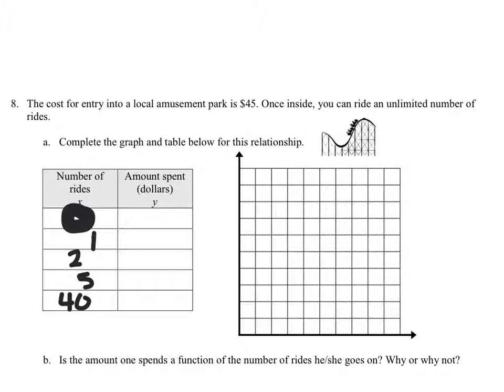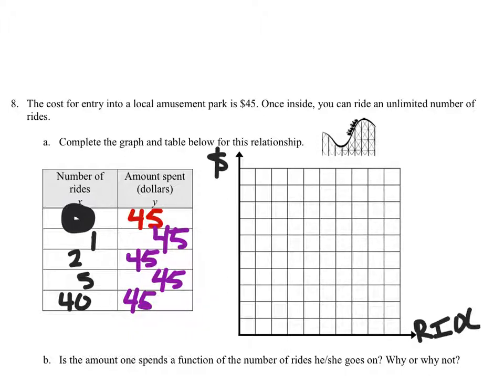how much money will be spent if you go in and go on 0 rides? $45. Wait a minute. You shouldn't just say stuff when you're not really paying attention there. What if you go on 1 ride? How much will it cost? $45. What if you go on 2 rides? $45. 40 rides? $45 still, okay? So as it turns out, we can see that the amount spent is going to depend on the number of rides, or it should.